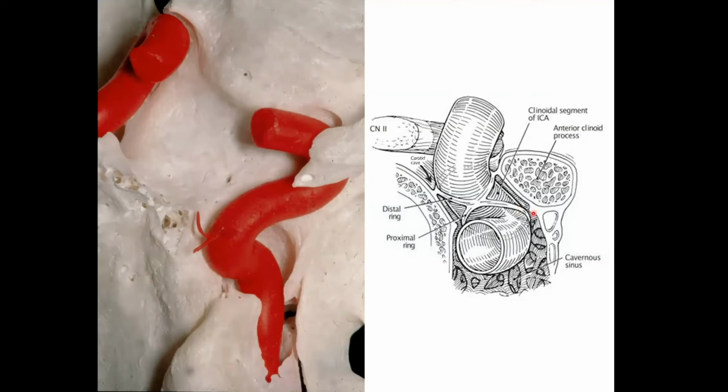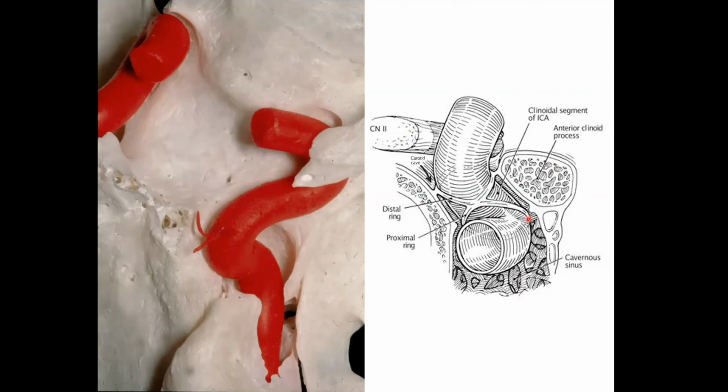So you can see how this seals off the cavernous sinus. These lines here are supposed to represent the venous plexus of the cavernous sinus. And on the right, these would be the nerves here. So 3, 4, and V1. And this is the anterior clinoid process.